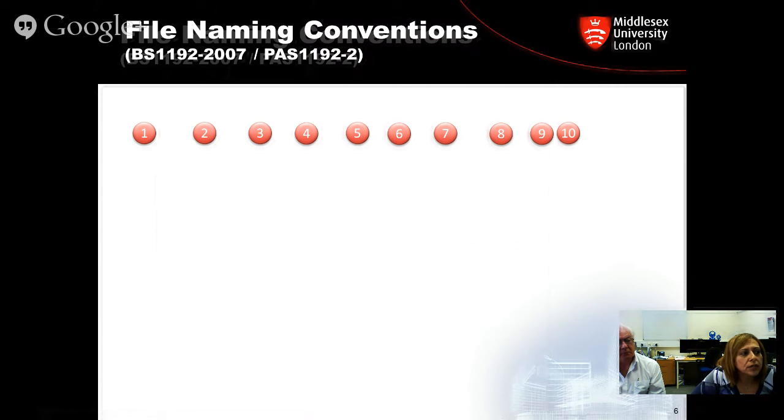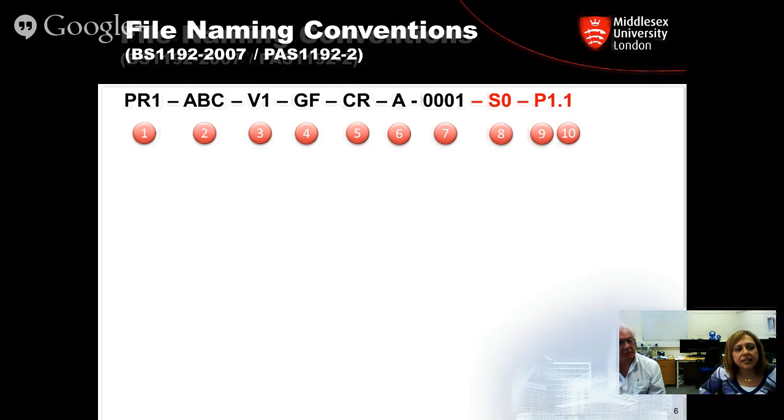So the BS 1192 2007 has put a nice recommendation on how to name your files. The name basically consists of 10 different parts. It's not as difficult as you might think. It's actually pretty easy. I'll just go through it quickly. And parts 1 to 7 are, I won't say the compulsory ones, but the required ones.